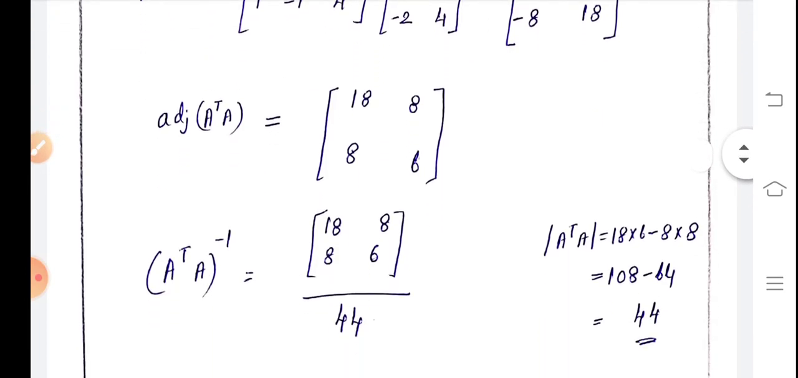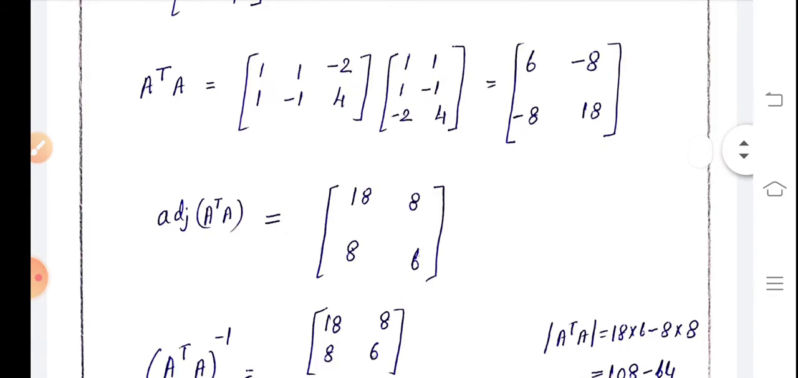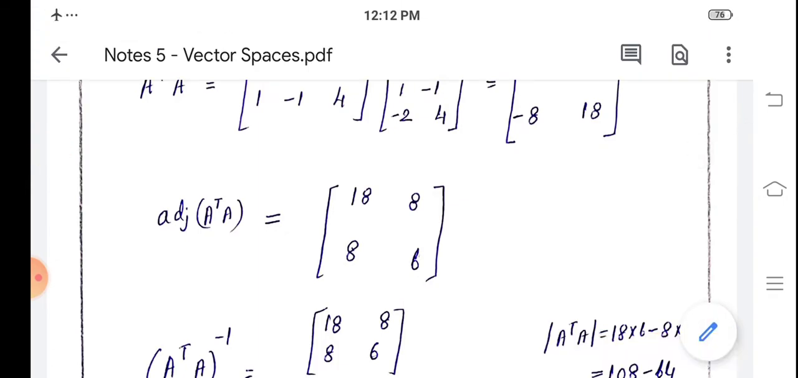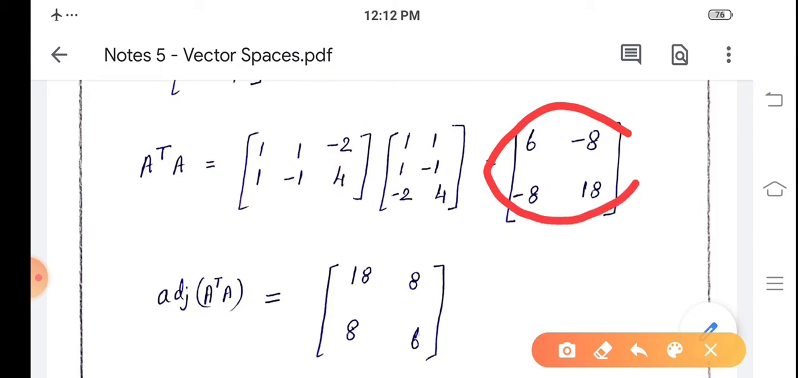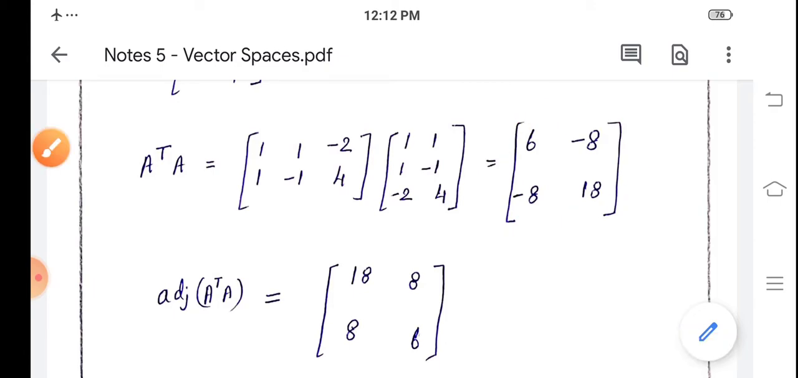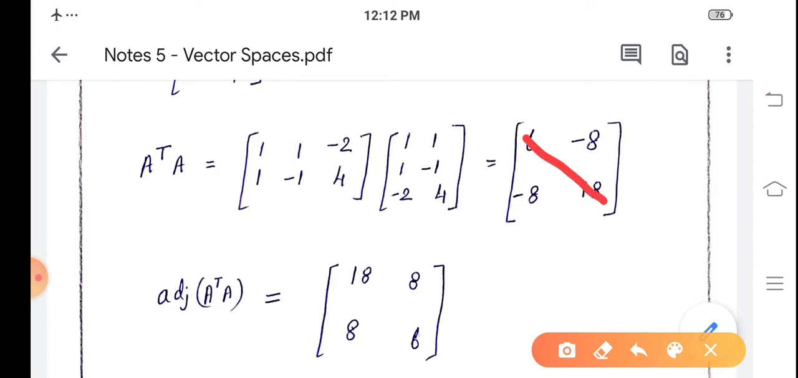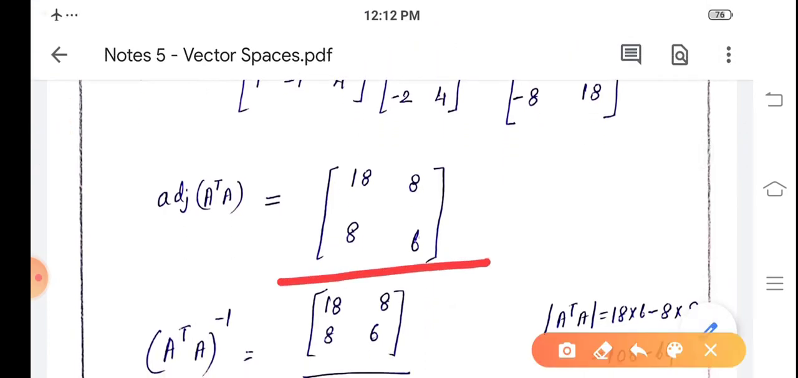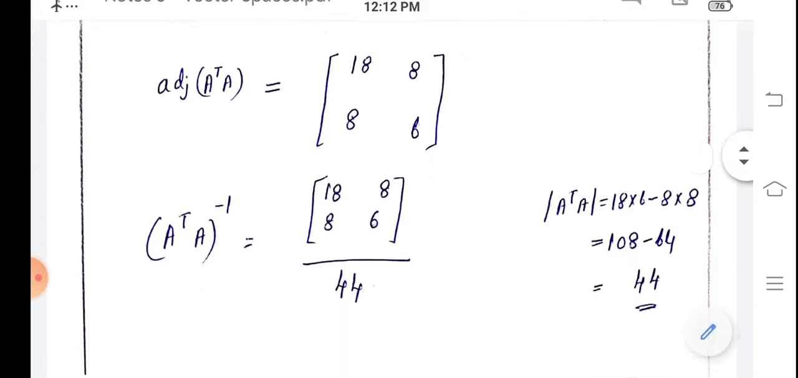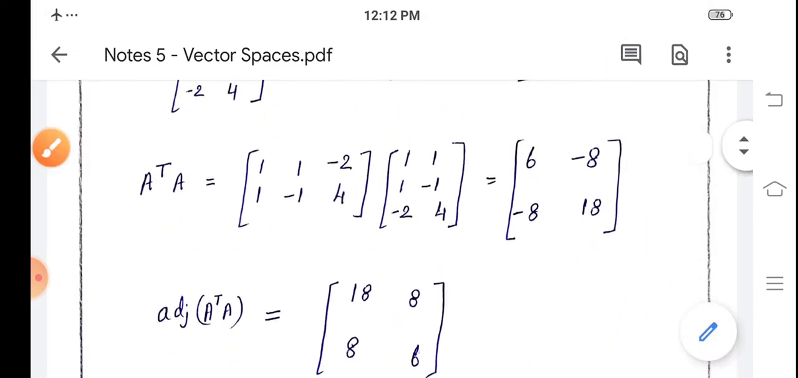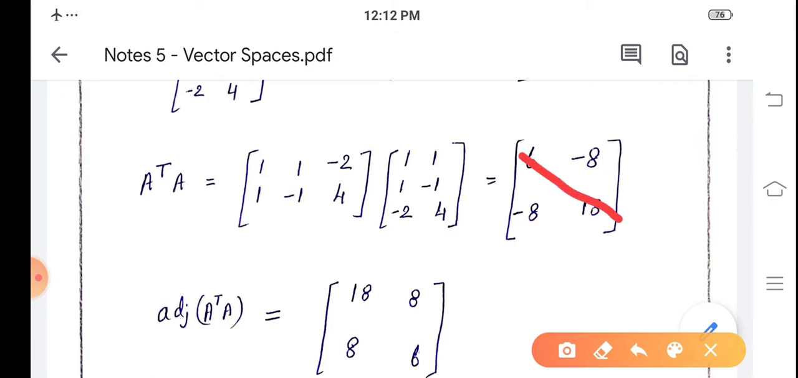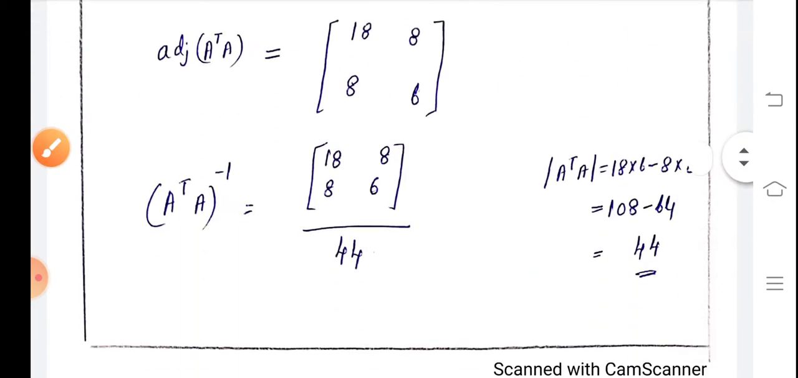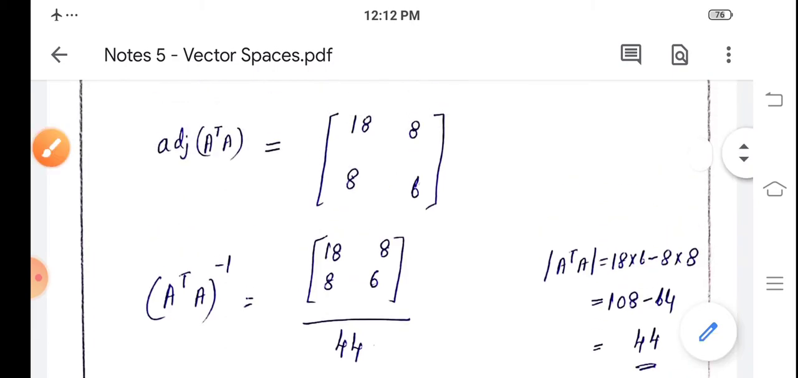Now we require (A transpose A) inverse. To find it, we find the adjoint of A transpose A. We have A transpose A equal to 6 minus 8 minus 8 18. So the adjoint of A transpose A is obtained by interchanging the two principal diagonal elements and multiplying the other entries by minus 1. That gives the adjoint of A transpose A equal to 18, 8, 8, 6. And the determinant of A transpose A is 6 into 18 minus 8 into minus 8. That gives the determinant as 44.